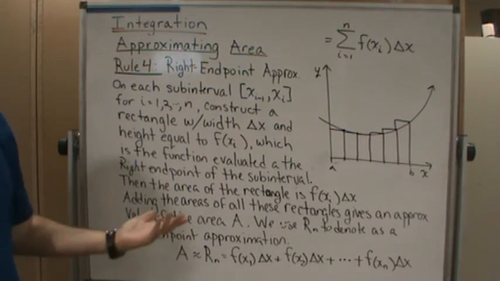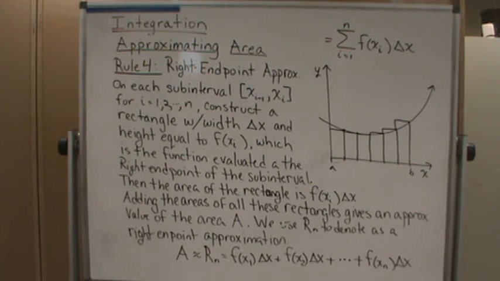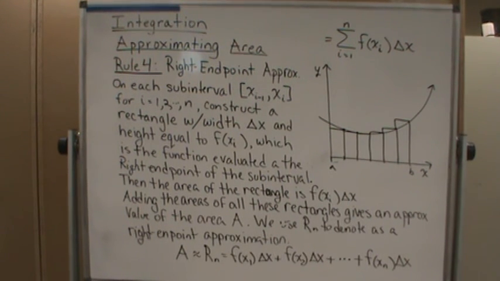Okay? So there you go. Now we've got two ways we can approximate an area under the curve. We could use the left endpoint approximation or the right endpoint approximation. And there's more to come.